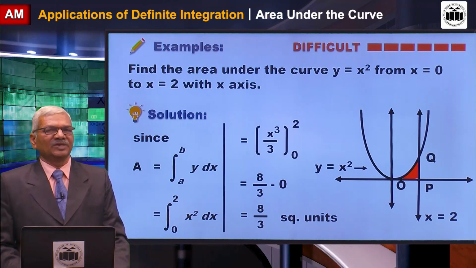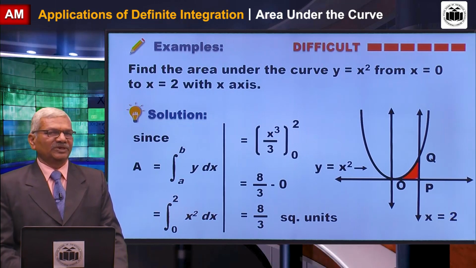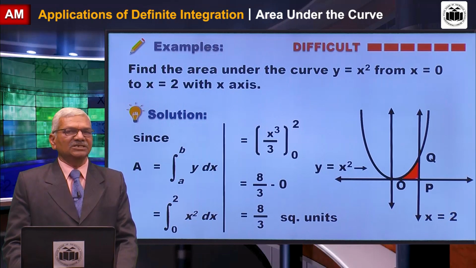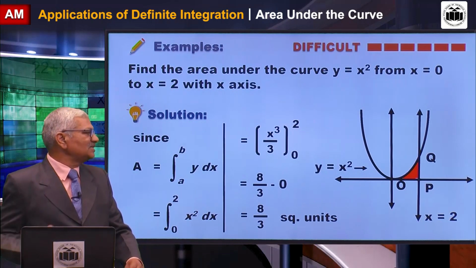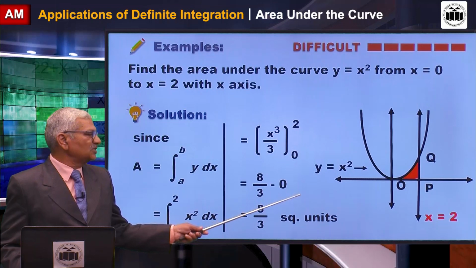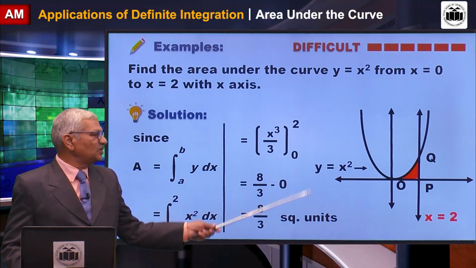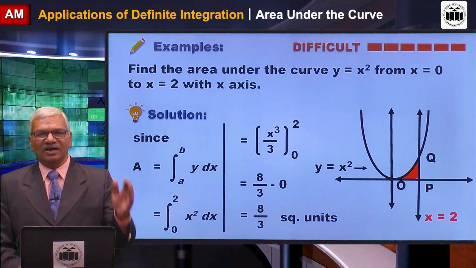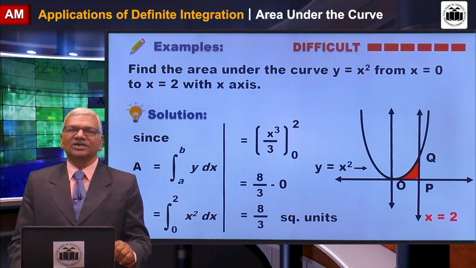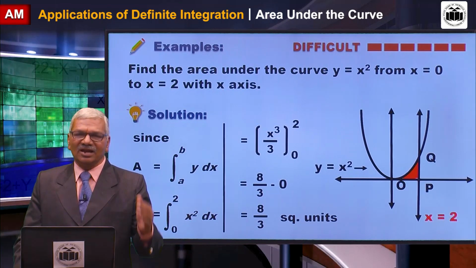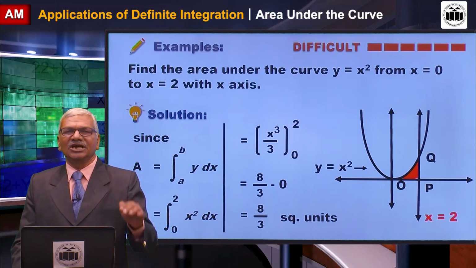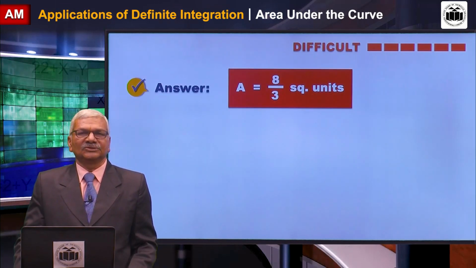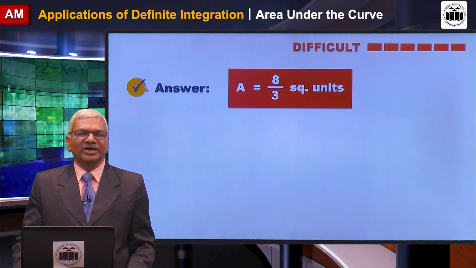But here the line is x equals 2. Be careful, it is of the form x equals c, which is parallel to the y-axis. Remember this: x equals 2 is parallel to the y-axis. When the equation is x equals c, it is parallel to the y-axis, and when y equals c, it is parallel to the x-axis. So remember it. So the area is 8 by 3 square units.